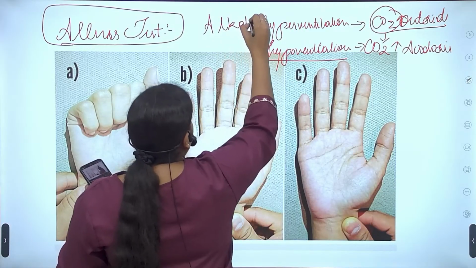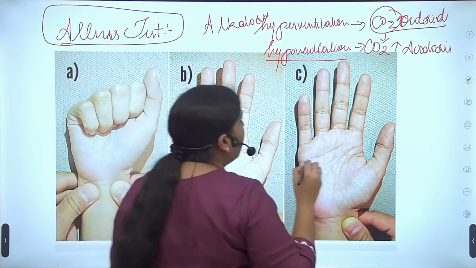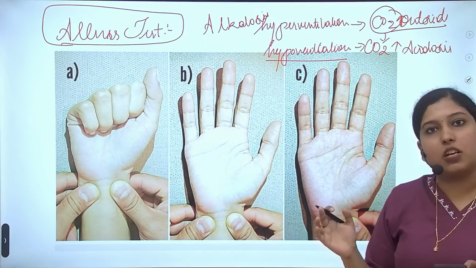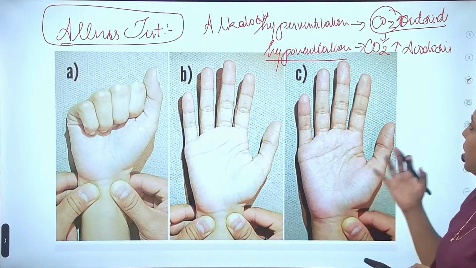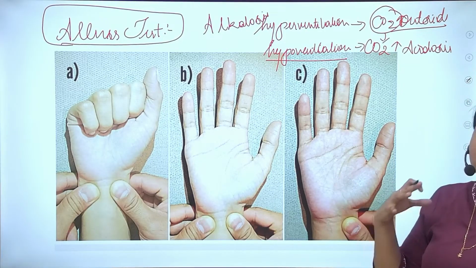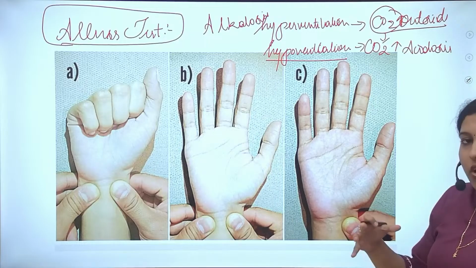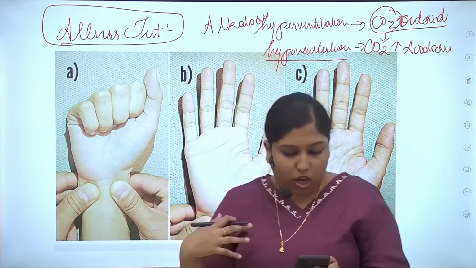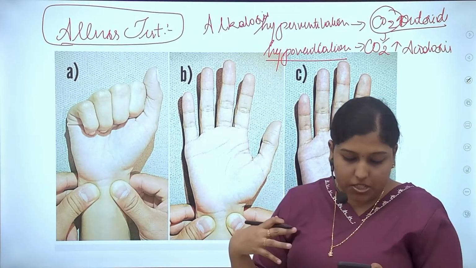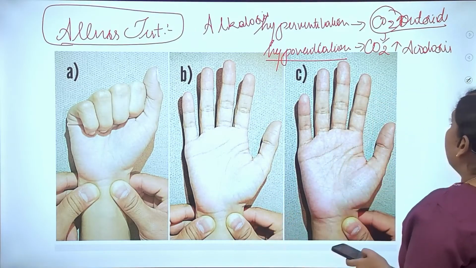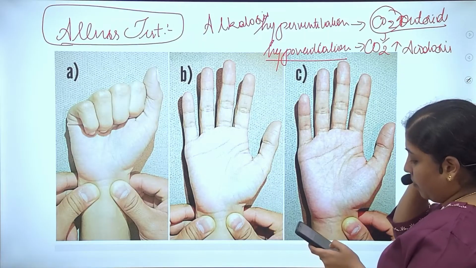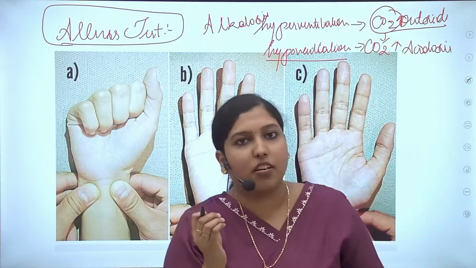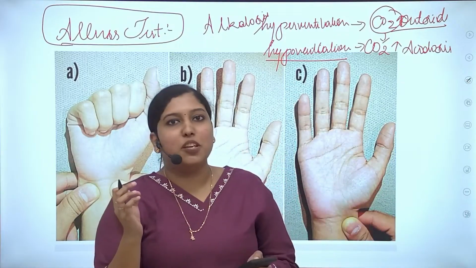Just remember, as I said, CO2 is an acid component. When CO2 is more accumulated inside the body, that is going to cause acidosis. When CO2 is not that much retained, the body will go for alkalosis. Please remember, as I said, the base component and the acid component.